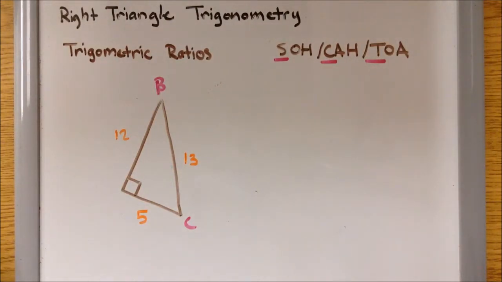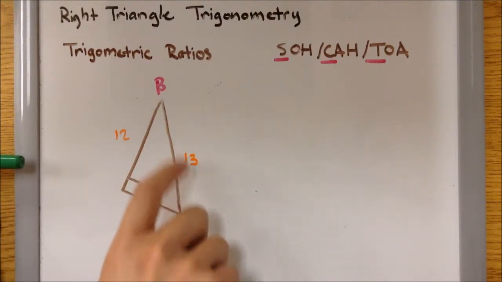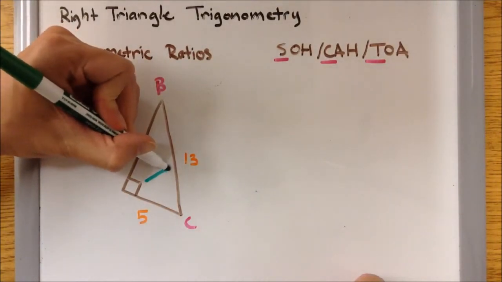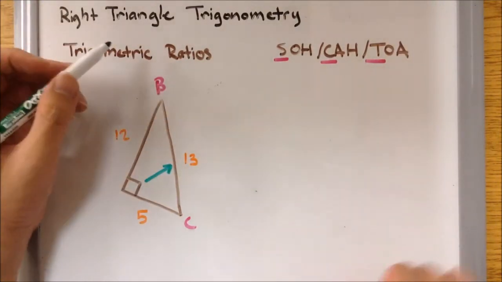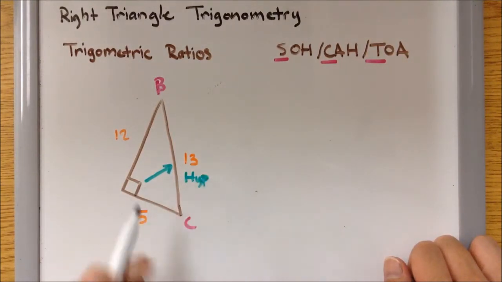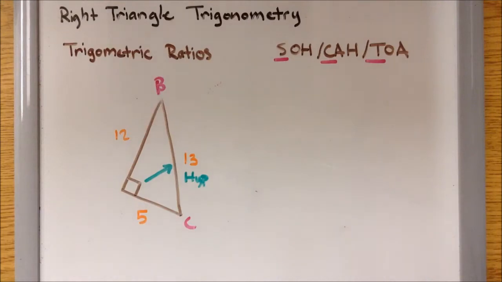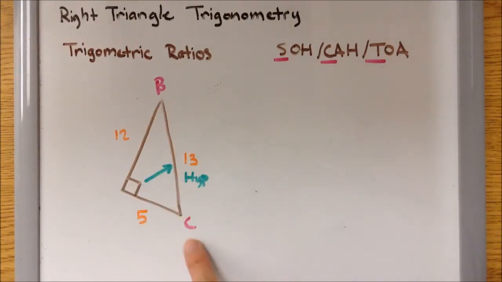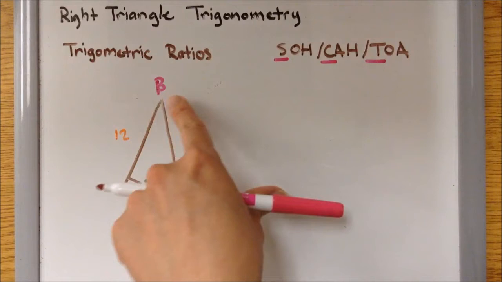Before we do any trigonometric ratio, the first thing we're going to do is, given a triangle, identify our hypotenuse. Hypotenuse is always the side across from the right angle. So the side with the 13, that's going to be our hypotenuse. We're going to do sine, cosine, and tangent for both angle B and angle C. We're going to start off with angle B.